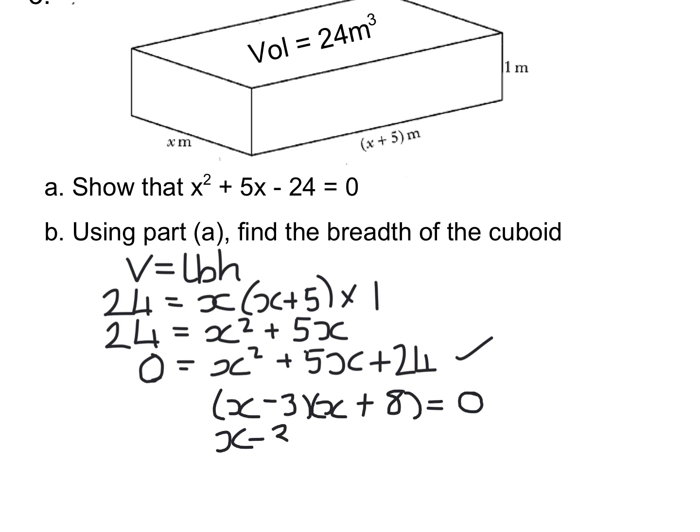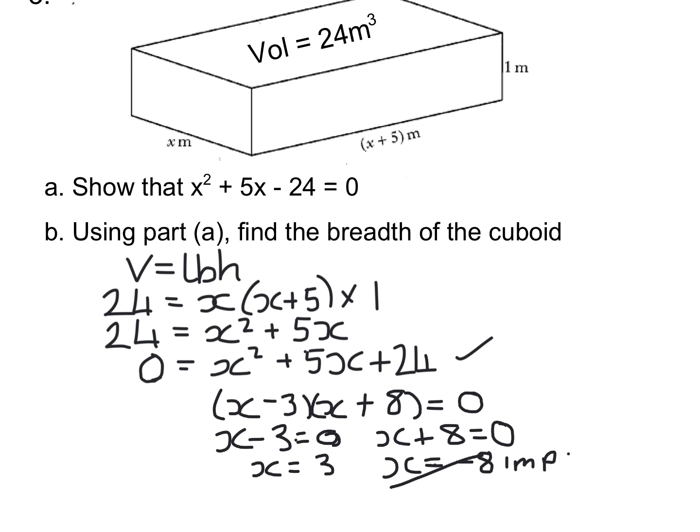Put these both equal to 0. Oh, helps if I put in the equals 0. And then we will solve them. So first answer gives you x equals 3. Second one gives you x equals negative 8. Well, of course, we know that x is a length. x cannot be negative 8 in this case, so we're going to discard that one and say that that is impossible. And then x equals 3.